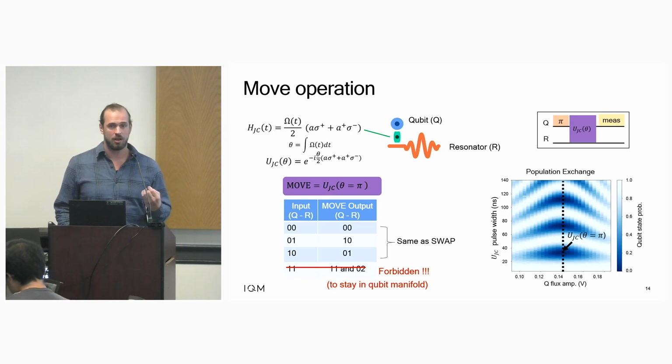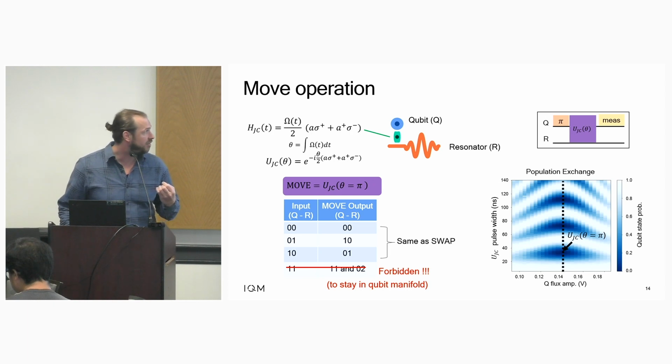Additionally, if we want to stick with just qubit encoding, we cannot run this interaction when both elements are in the excited state, because then we can populate the higher levels of the resonator.